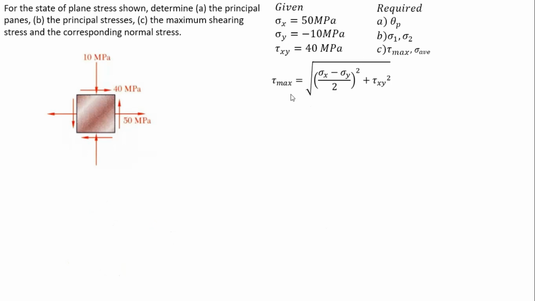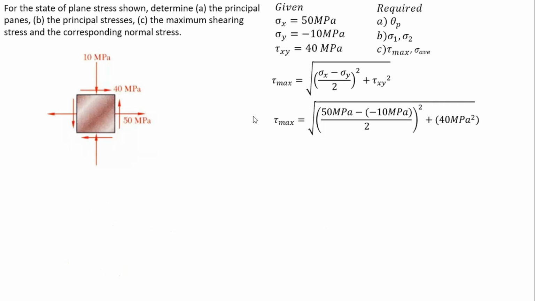Next, what we are looking for is our tau max and average stress. Again, the formula for tau max is the square root of sigma x minus sigma y over 2 squared plus tau xy squared. It is directly substituting our stress element. Solving for tau max, we get 50 megapascal.